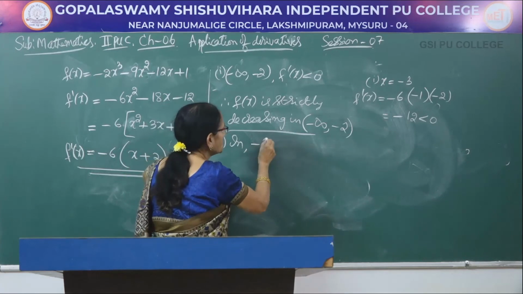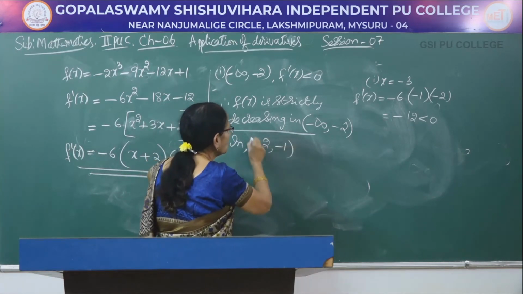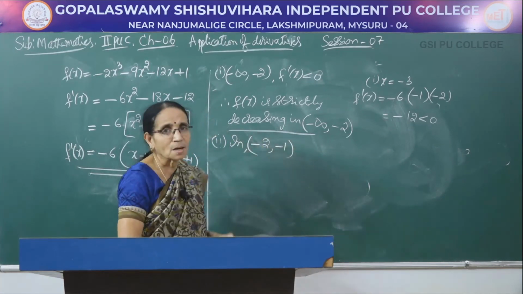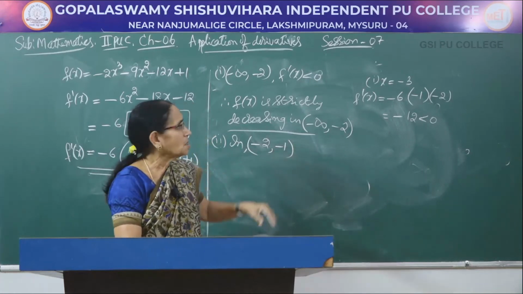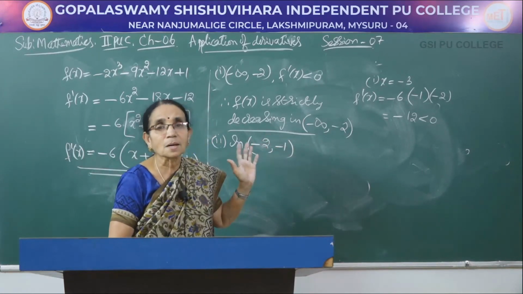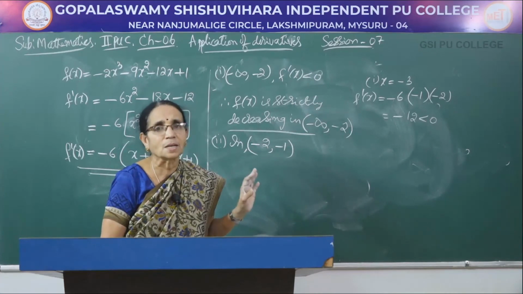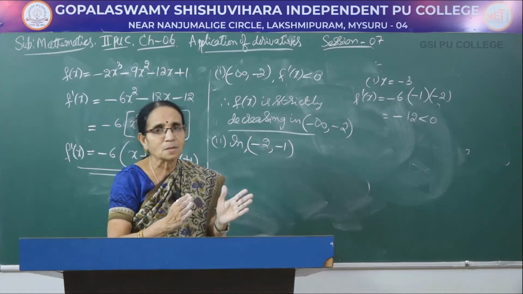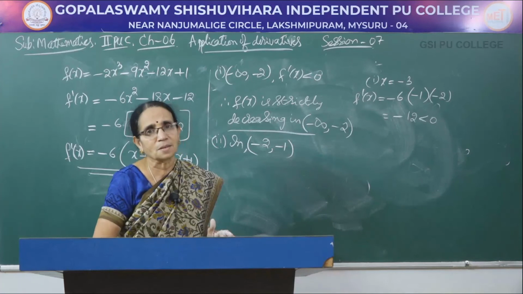What is the second interval? It is minus 2 to minus 1. Here, you cannot give, see always I have told you to give some integral values. Integral value means integer, if there is an integer that exists in that interval.